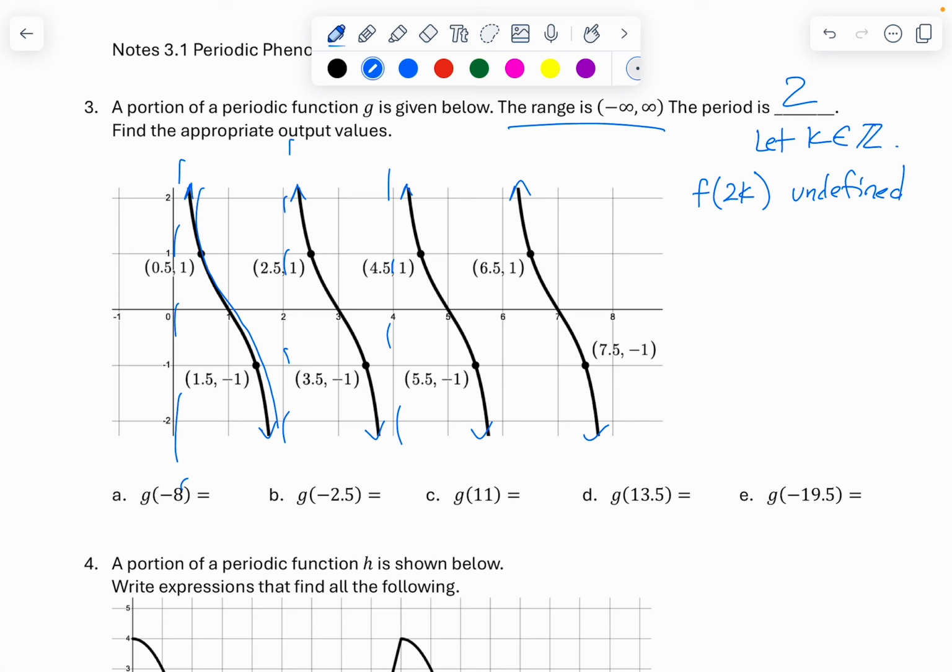And then what do I see? Well, I see f of 1/2 plus 2k. That would be these scenarios here: 1/2, 2.5, 4.5, 6.5. These now all have an output value of 1. And then f of 1.5 plus 2k appears to be equal to -1.